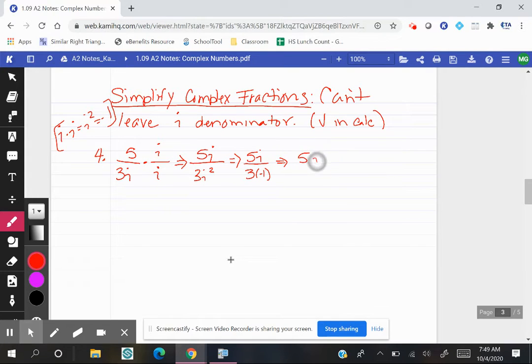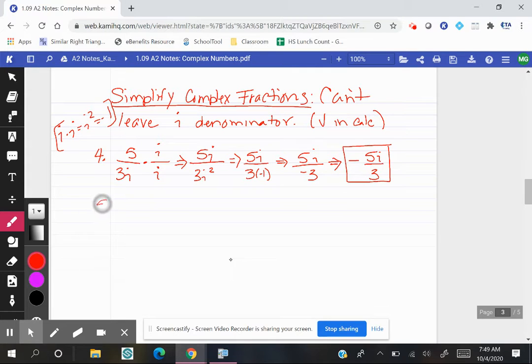So now I have 5i over -3. And sometimes people don't like to leave the negative in the denominator, so you can write that out in the front or on the top. It all means the same thing. Some people forget that. 5i over -3 is the same thing as -5 over 3, which is the same thing as -5i over 3, whether it's in the bottom, the top, or out in front.